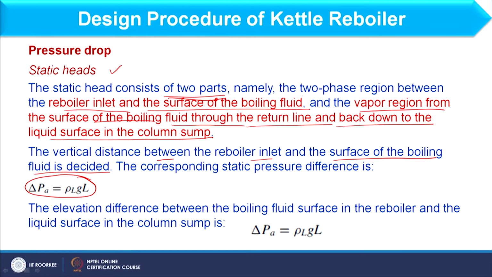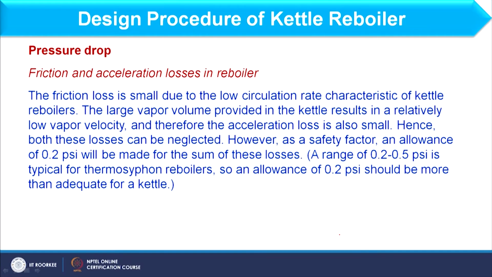Further, if I know the elevation difference between the boiling fluid surface in a reboiler and the liquid surface in a column sump, we can find out the pressure in that section also. So, in that way we find out the static head.